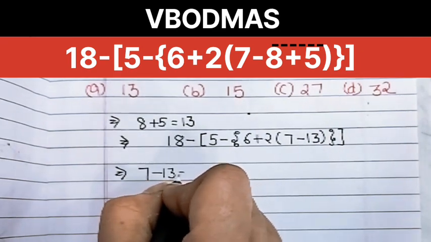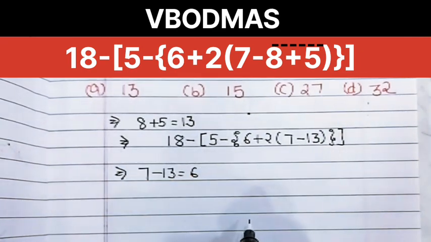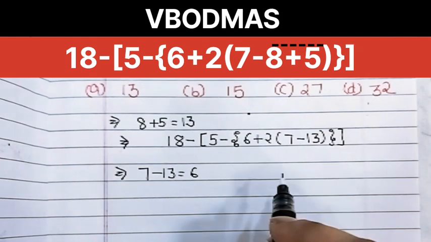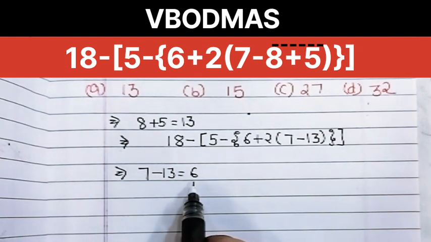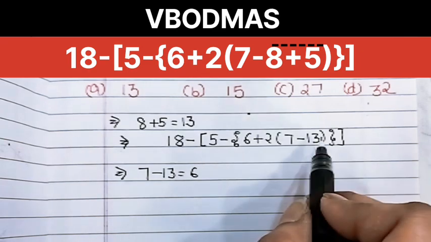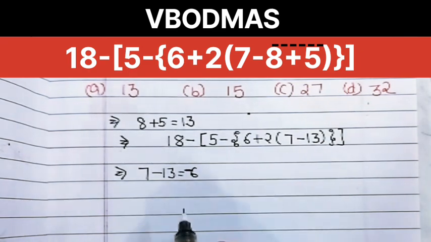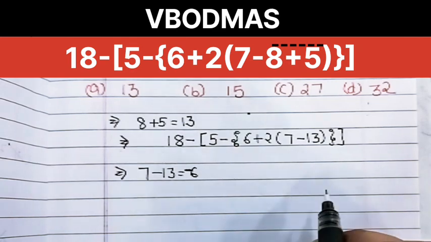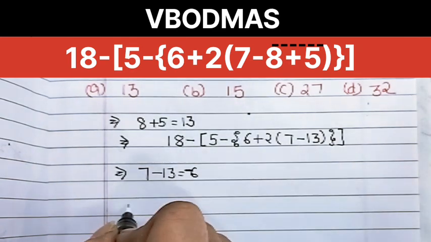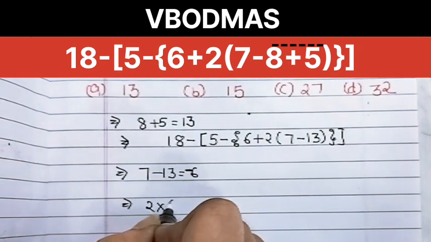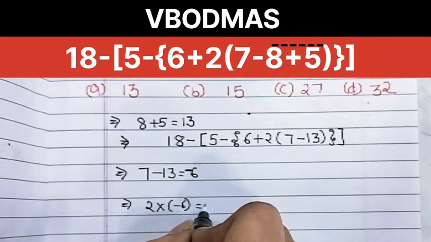7 minus 13 equals minus 6, because the larger digit is 13 and the answer will be in minus. Now multiply inside the braces before performing the addition inside the curly braces. So simply 2 multiplied by minus 6 equals minus 12.